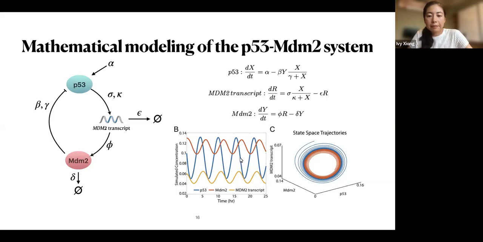So I have parameterized this model, which produced this nice 5 to 6 hour characteristic period in all 3 species. That's also shown in this state space trajectory, looking at the limit cycle behavior. So it doesn't matter where you're approaching the limit cycle from, it will converge in the end.